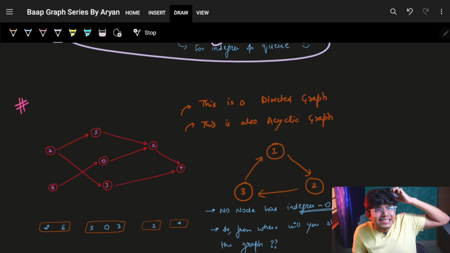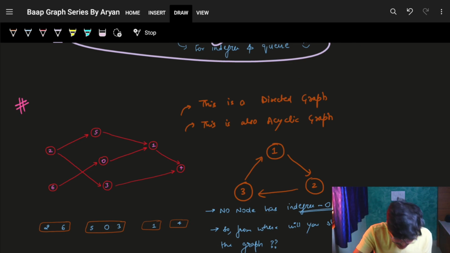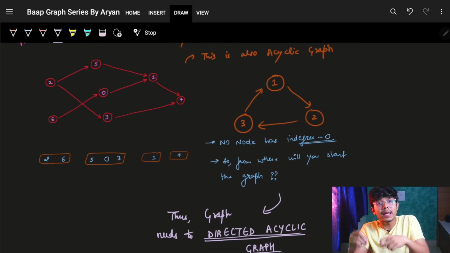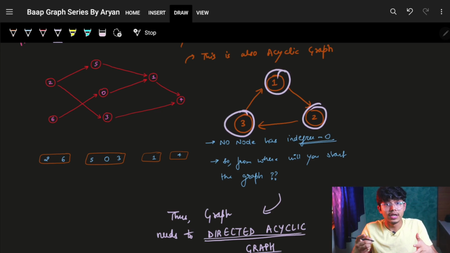But Aryan, why is a cycle important? Which means why is it important that it should not have a cycle? See, if it would have a cycle, then at a point of time it would have come that none of these nodes would go in my queue.